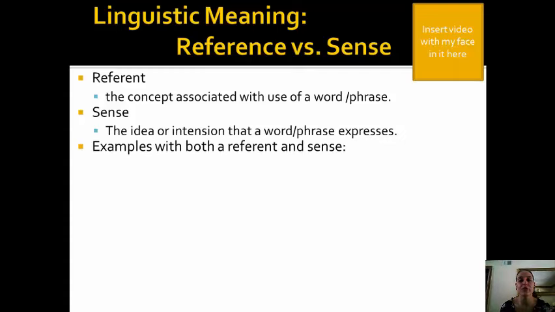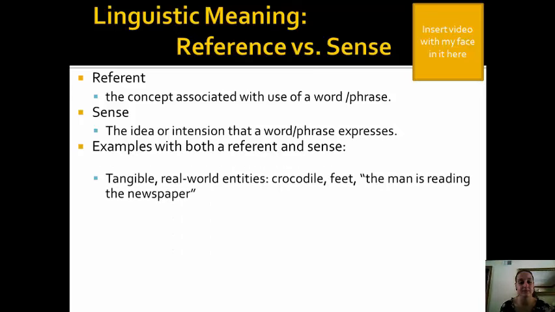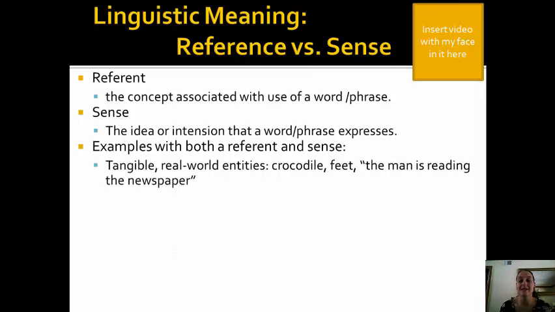So let me give you an example of words that have both a referent and a sense. So tangible real-world entities such as a crocodile, right? If I say crocodile, everybody has a similar referent that goes with that, a similar picture that pops up in their head. Same with feet, same with the man is reading the newspaper. We even have imagined entities such as a unicorn or a fairy. These represent words that have both a referent and sense, right? So a unicorn, even though it doesn't exist in the real world, we still have a very particular image that is connected to the word unicorn.